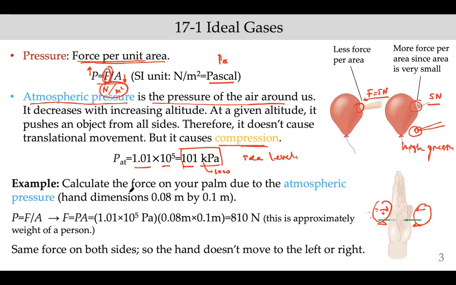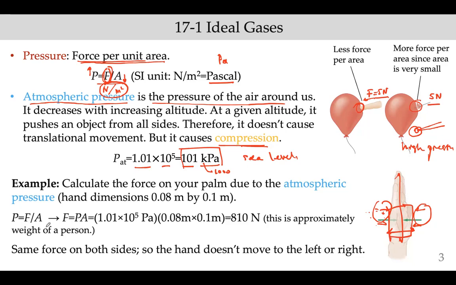Okay, here's an example. Calculate the force on your palm due to the atmospheric pressure. The hand dimensions are about 0.08 meters in this direction, and 0.1 meters, so about 10 centimeters in that direction. Not the whole hand, we're talking about the palm, this part.